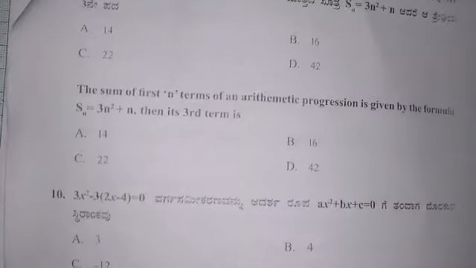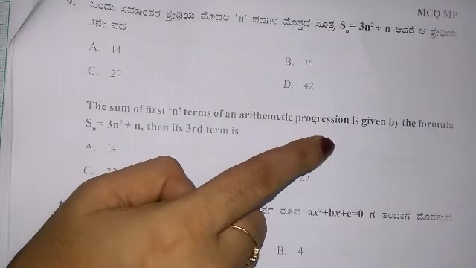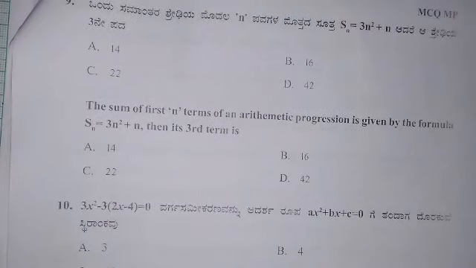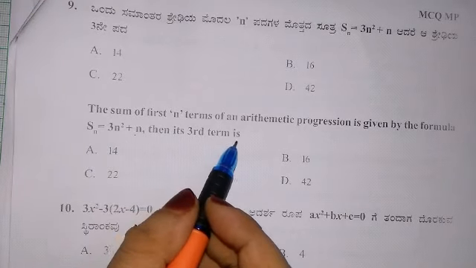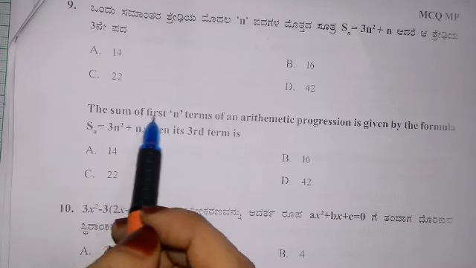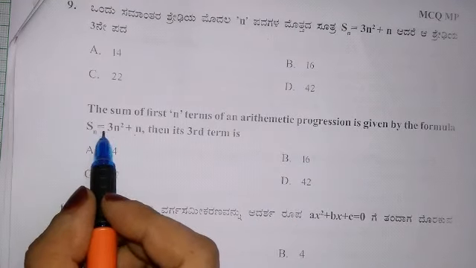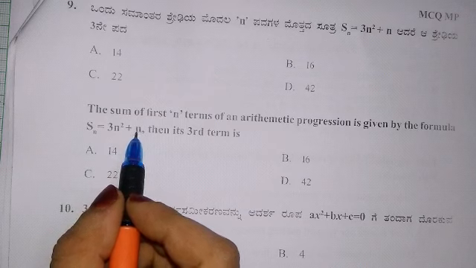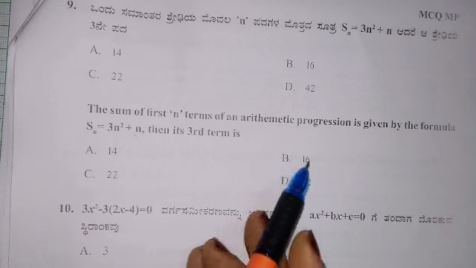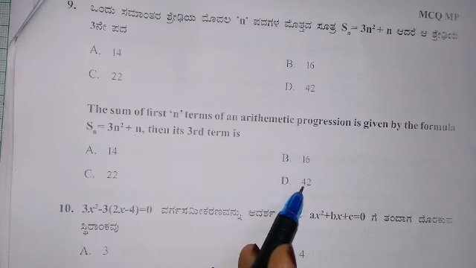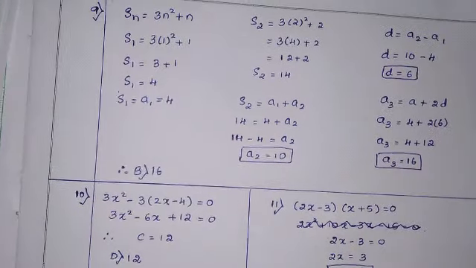The sum of first n terms of an AP is given by the formula Sn equals 3n square plus n. Then its third term is: A) 14, B) 16, C) 22, D) 42. Now let us see the solution.